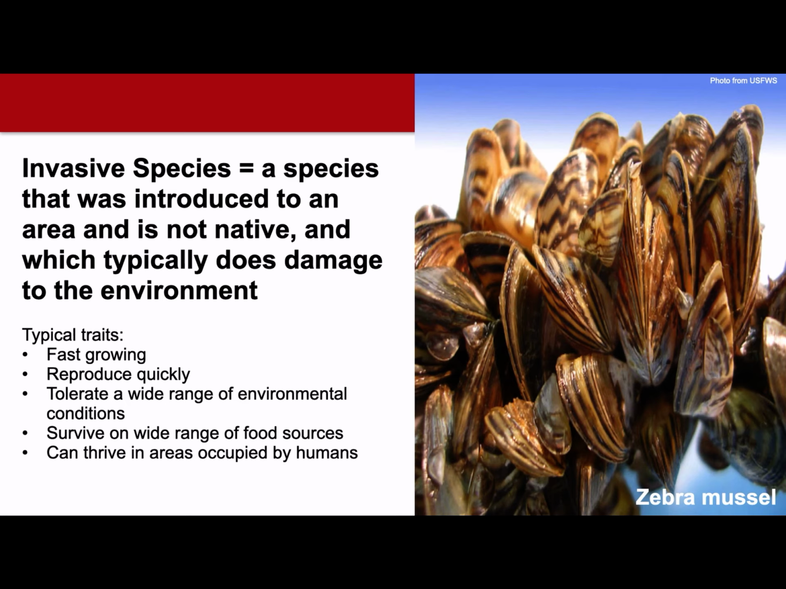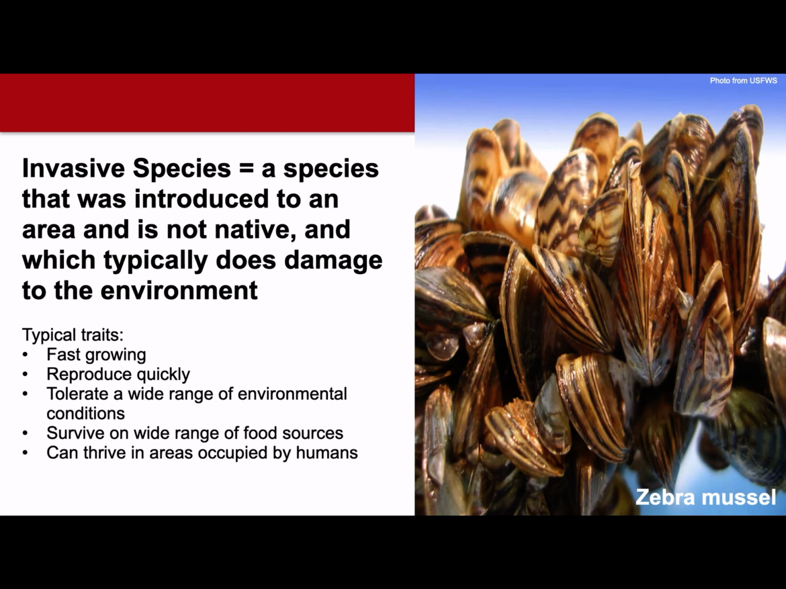An example of an invasive species shown here is the zebra mussel, found in the Great Lakes of the United States and Canada. These mussels are native to the Caspian Sea and Black Sea, but were likely transported to the Great Lakes in ballast water of ships.